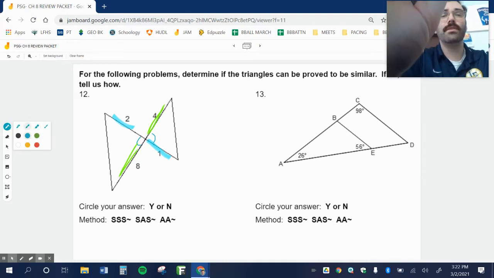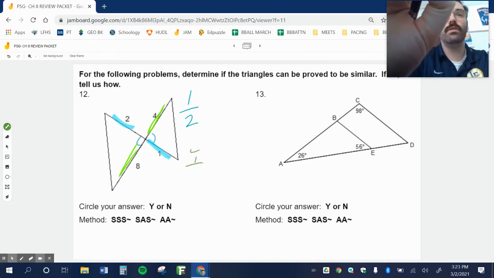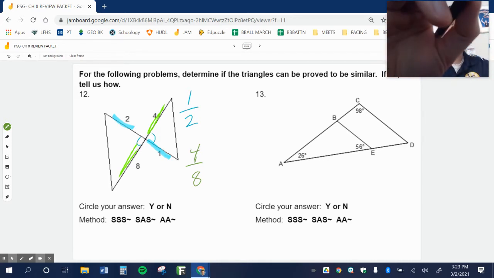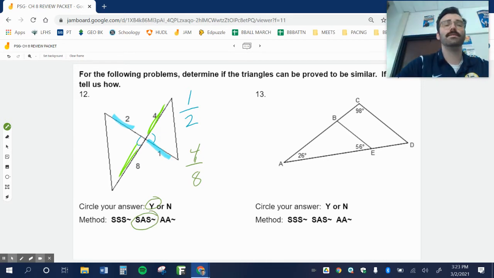So to figure out if the ratios are the same, well, really they are, right? 1 over 2 is the same as 4 over 8. And since those ratios are equal, I can say that these are similar by side angle side, since I have a pair of congruent angles in between my proportional sides.